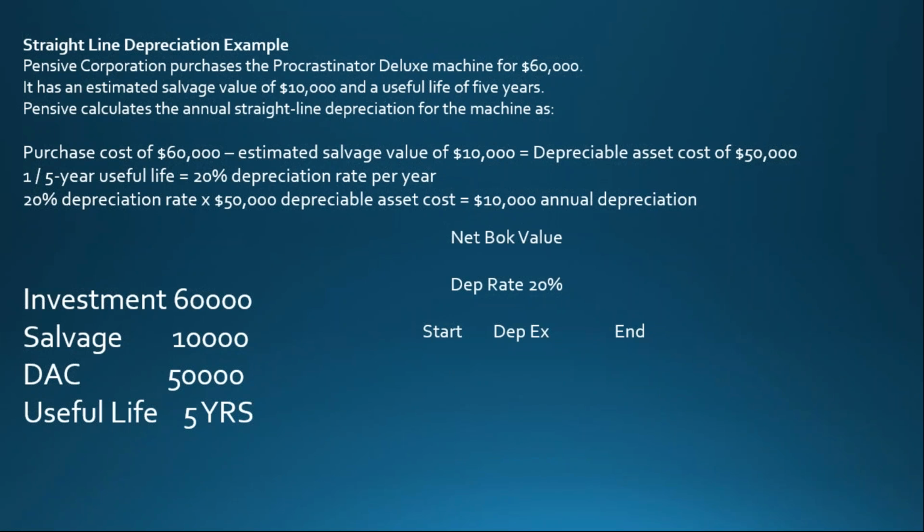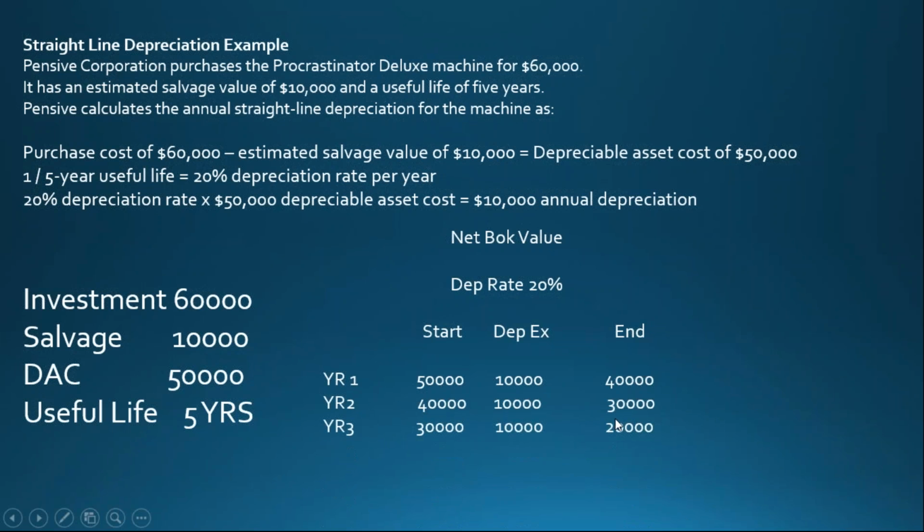Here, we figured our depreciation rate is 20%. We have 5 years and $50,000, so 1 over 5 is 20%. That's how we came up with that rate. The depreciation expense is $10,000 a year. If we look at year one, the starting book value is $50,000, the investment minus the salvage. We depreciated it by $10,000. The end balance at the end of year one is $40,000, which becomes the beginning balance of year two. Depreciated another $10,000. It's a straight line.